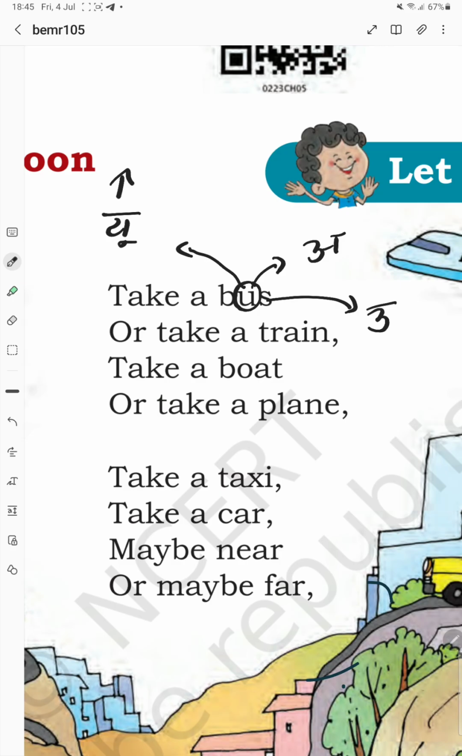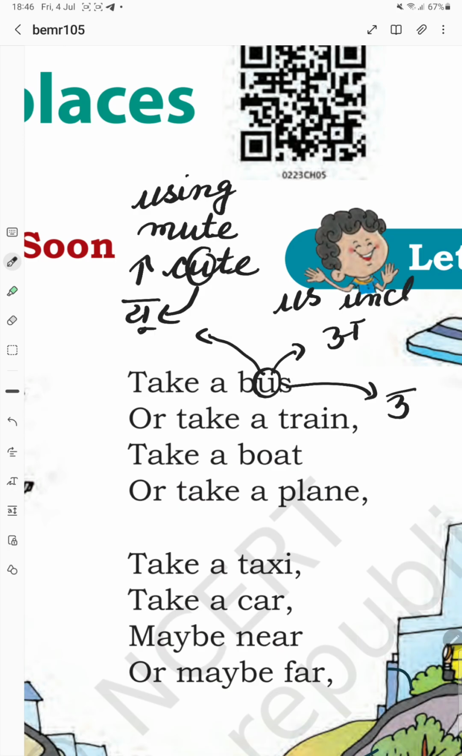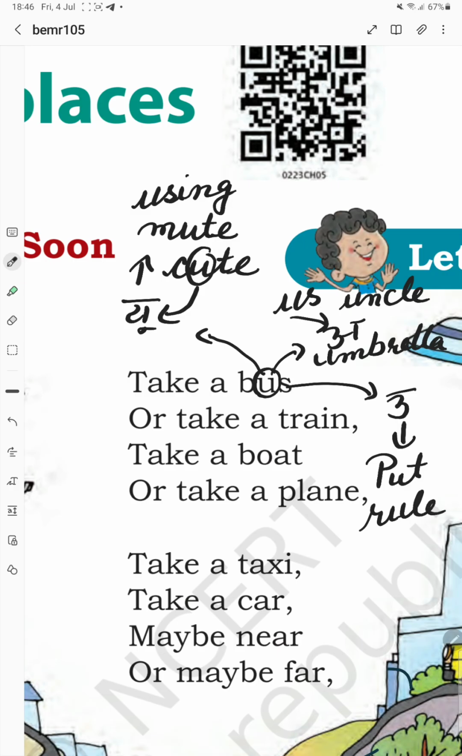We can see the examples here. U in the words using, mute, cute. The letter u is giving the u sound. And some other words like us, uncle, and umbrella, u is giving the a sound. And some other words like put, and in the word rule, u is giving the oo sound.